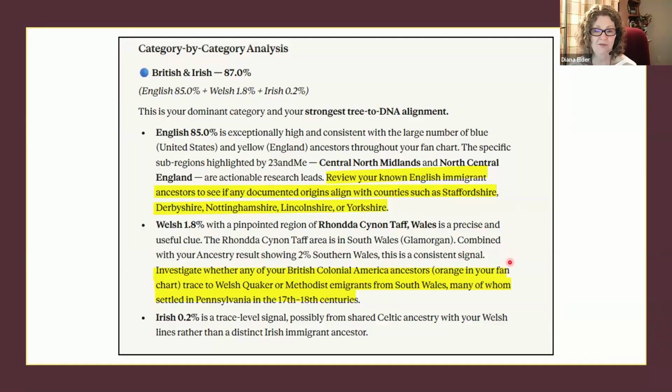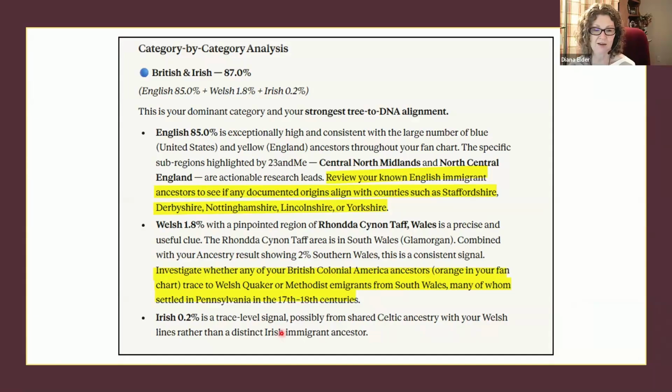And then here is where I am fascinated. Investigate whether any of your British colonial American ancestors, orange, trace to Welsh, Quaker, or Methodist immigrants from South Wales, many of whom settled in Pennsylvania. Well, this is something I did not know. I had no idea that this could be a possibility. And for some of those lines where I have not traced them out of Tennessee or North Carolina or sometimes even Alabama, I need to get further back. And this idea that maybe this is part of my Welsh ancestors. This is really fascinating. And then the Irish, just 0.2% trace level signal, possibly from your shared Celtic ancestry with your Welsh lines rather than a distinct Irish immigrant ancestor. So I appreciated that idea that, of course, we're going to have some mixing in the British Isles as well.